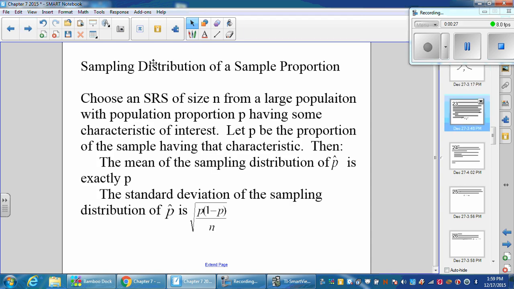Now, to find a sampling distribution, say we take an SRS of size n from a population, and let p be the proportion of the sample. Then the mean of the sampling distribution of p-hat will be exactly p. Like we found out earlier, the mean of that sampling distribution is what the proportion was. The standard deviation of the sampling distribution is something new. We take p times 1 minus p over n and square root it.